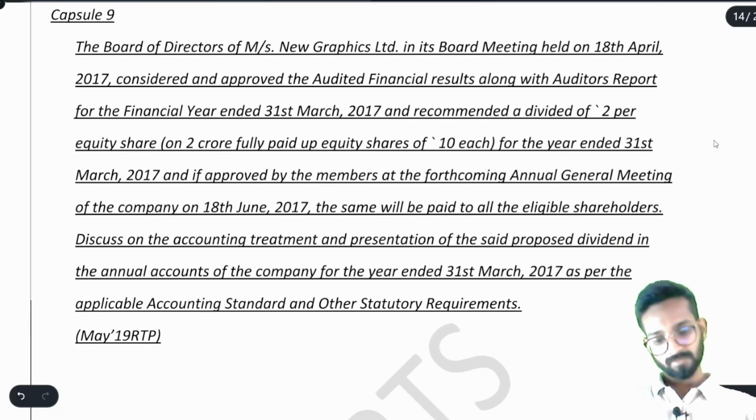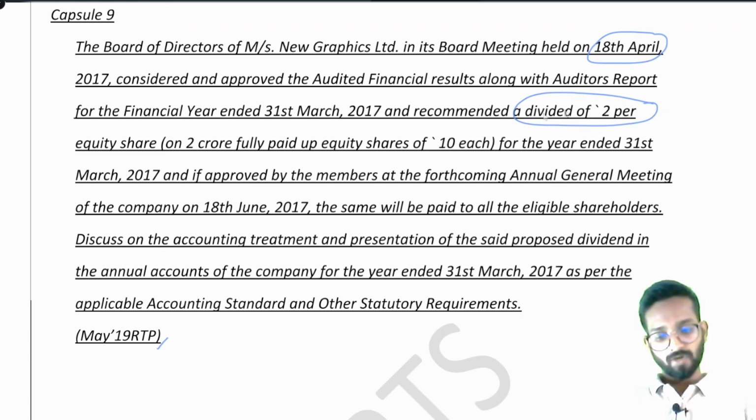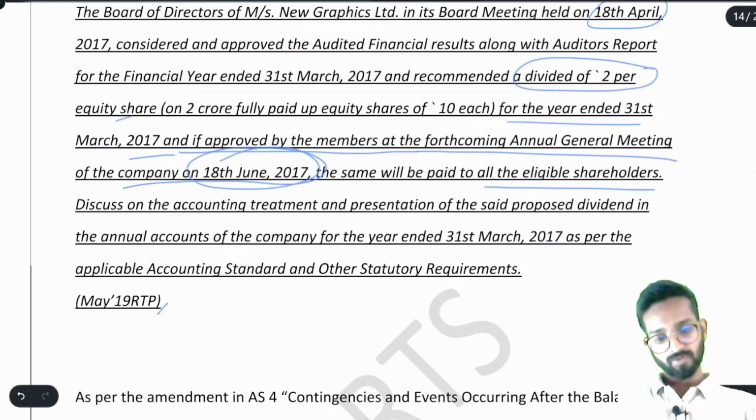Capsule number 9. Read very carefully. It has just come in the 2019 May revision test paper. Okay. The Board of Directors of New Graphic Limited in its board meeting held on 18th April considered and approved the audited financial results along with the auditor's report of the year ended 31st March 17 and recommended a dividend of 2 rupees per equity share for the year ended 31st March, and if approved by the members at the forthcoming AGM of the company on 18th June, the same will be paid to all the eligible shareholders. Discuss the accounting treatment and presentation of the said proposed dividend in the annual accounts of the company. See, first I will tell you what is happening.